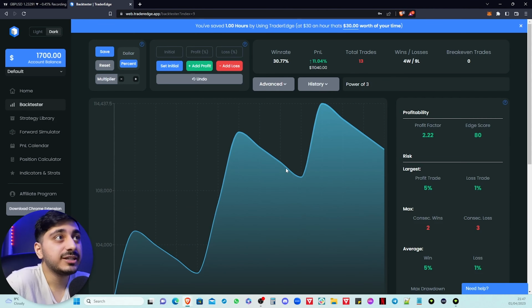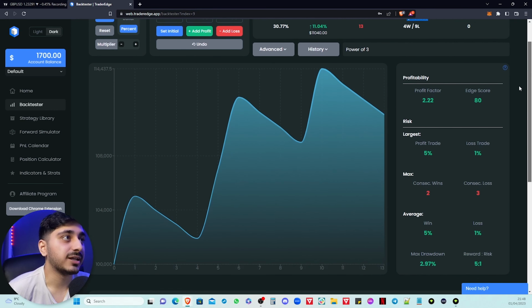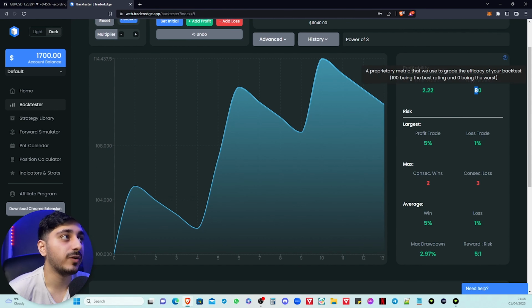So as you can see, these are the trading results of Power of 3 for the month of February. We can see we have a 30.77% win rate. We made 11% for the month with a total of 13 trades, 4 wins and 9 losses. And here are the other statistics that Trader Edge provides you: an edge score of 80, which is pretty good, and a profit factor of 2.22.